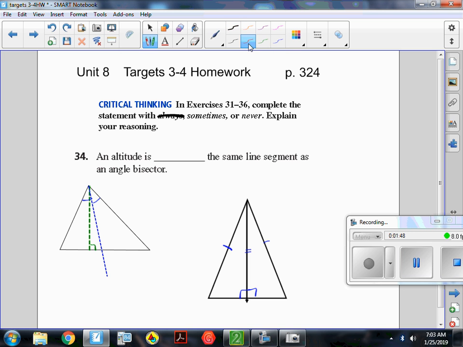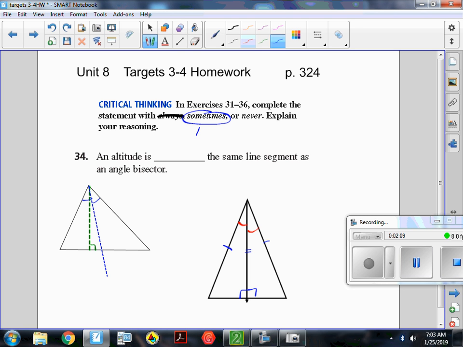If the two triangles are congruent, that means all of their corresponding parts are congruent, including these top angles, which means that the altitude is the same line segment as the angle bisector. It's also the same line segment as the median and the perpendicular bisector. So all four line segments are the same when drawn from the vertex of an isosceles triangle.